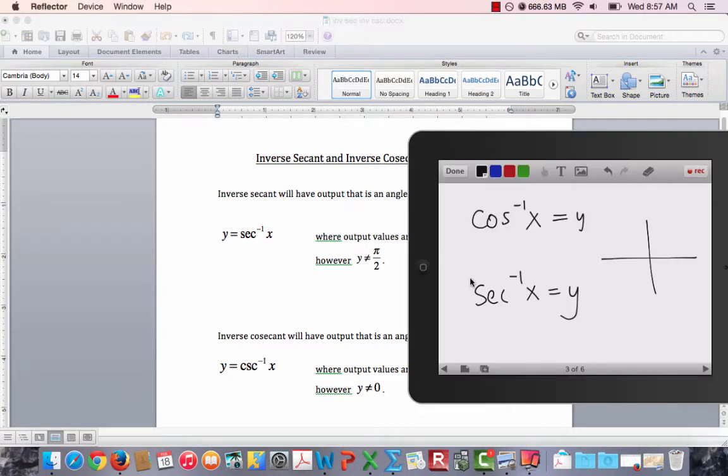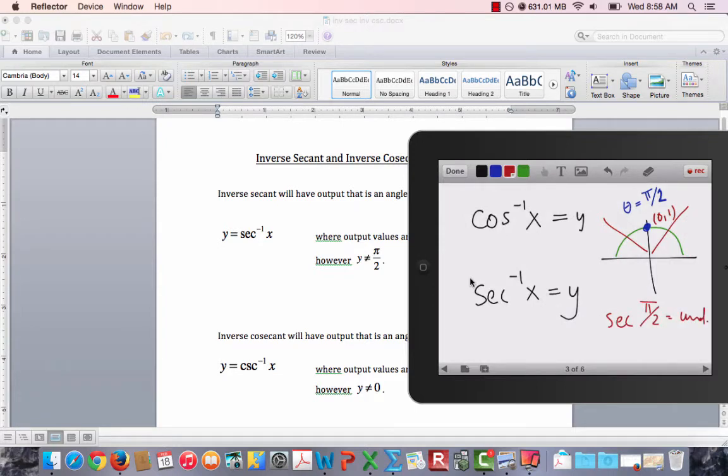Now this is convenient because the inverse cosine is also going to have an output that's in the first or the second quadrant. So the inverse secant being the reciprocal of the inverse cosine, we're thankful that this has the same exact range restriction as the inverse cosine. The one exception to this is at the angle pi over 2. And that's due to the fact that the pi over 2 angle has an undefined secant because the cosine is 0. Cosine of pi over 2 is 0. Secant at pi over 2 is going to be undefined.